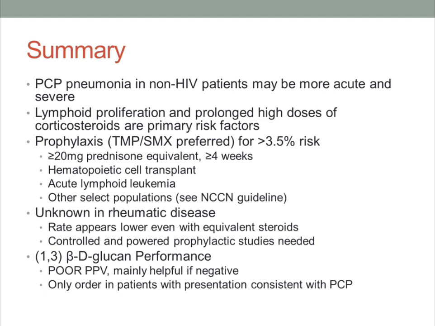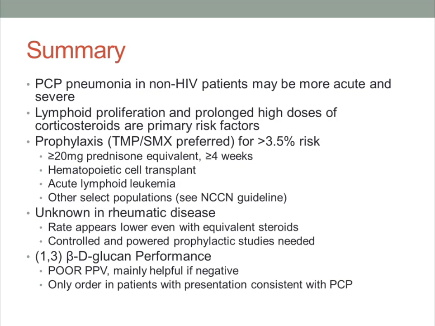Prophylaxis: the IDSA guideline is going to say at a 3.5% risk. And they also explicitly say 20 milligrams prednisone equivalent for over 4 weeks. Know those specific groups who just always get prophylaxis: stem cell transplant, ALL on therapy, temozolomide with radiation. But in rheumatologic disease, the rate's lower. I think we tend to say, hey, consider Pneumocystis prophylaxis, but just know that the rate is truly lower in those patients. And so we really need some better controlled and powered studies to see if there's a benefit.